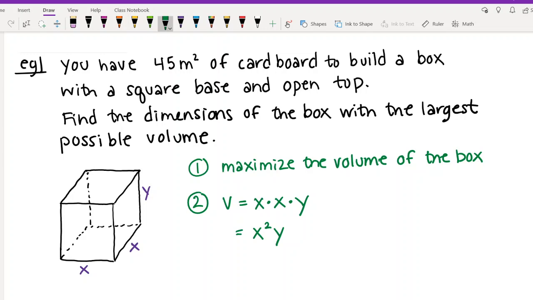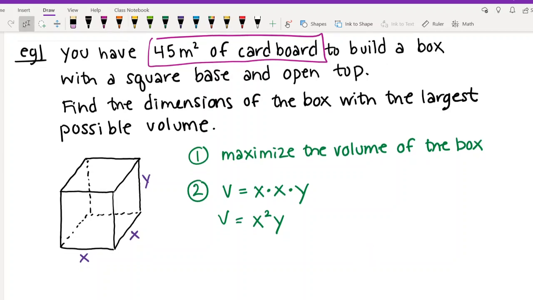Now, like in the last problem, this isn't really going to work for us because we need to make sure there's only one variable. We're going to do something like in the last question and use the information that's given: the fact that we have 45 square meters of cardboard. We're going to use that to get rid of one of these two variables. So how do we use the fact that we have 45 square meters of cardboard? We need to add up all of the sides of this box, and that is what's going to add up to 45.